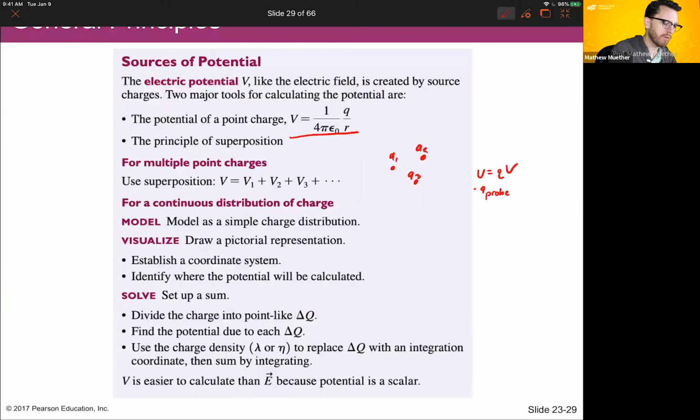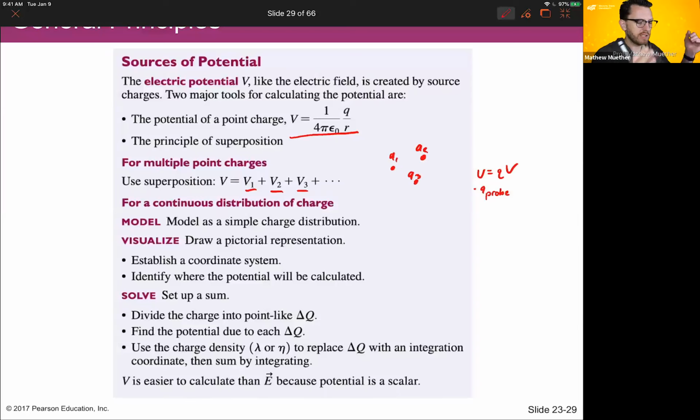I would need the total electric potential at that point in space. And I could do that by calculating the electric potential coming from each individual object and adding it together. It just follows the superposition principle that we've seen so many times. Okay. And that means that we can do just like we did for the electric field.